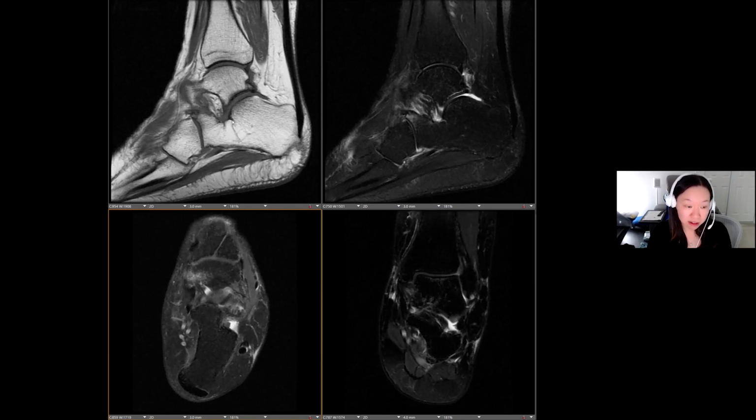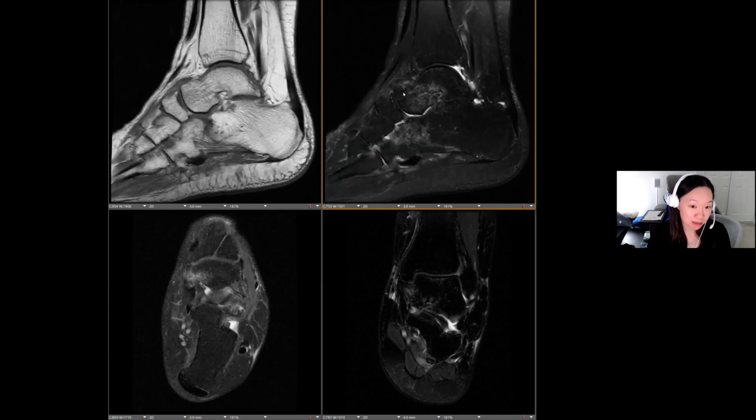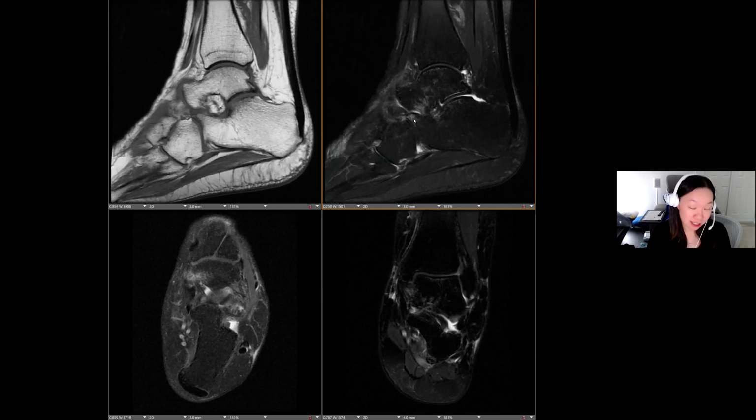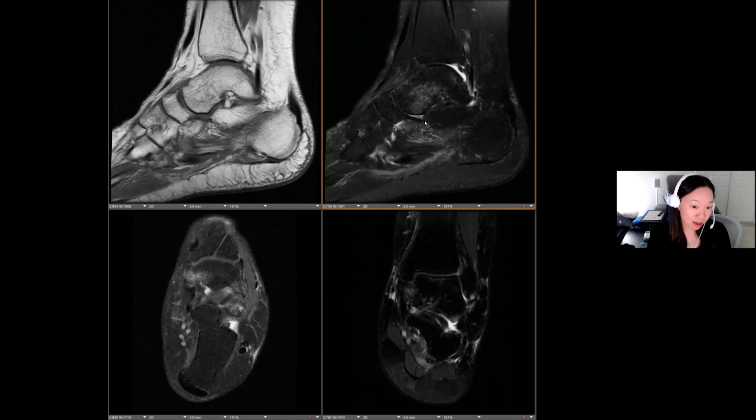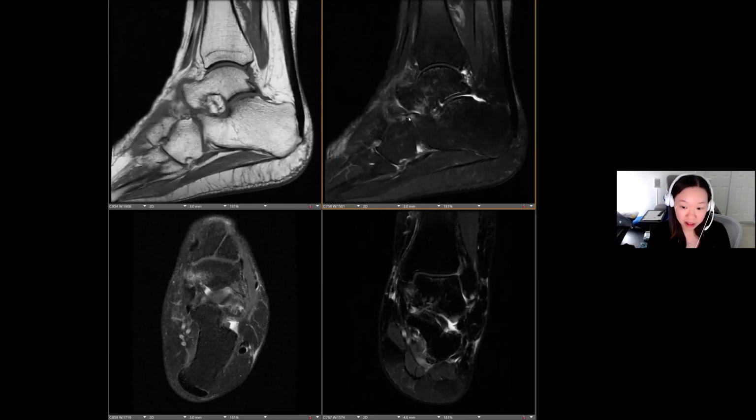The talonavicular or talocalcaneonavicular joint is stabilized by your dorsal talonavicular ligaments and spring ligaments, as well as the calcaneonavicular component of the bifurcate ligament. So here, talonavicular joint capsule, dorsotalonavicular ligament looks edematous, irregular, compatible with injury. We already talked about that calcaneonavicular component of the bifurcate ligament. And then we'll talk more about the spring ligaments in the next case.